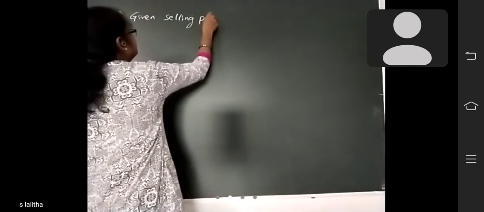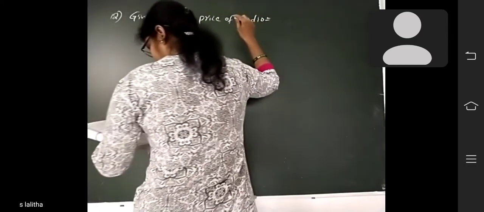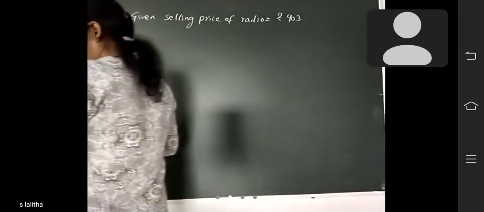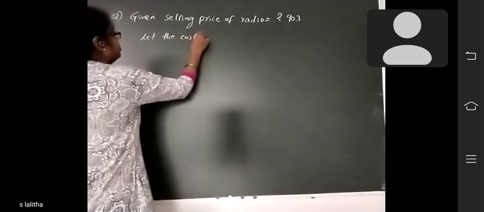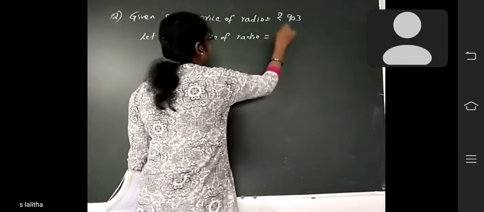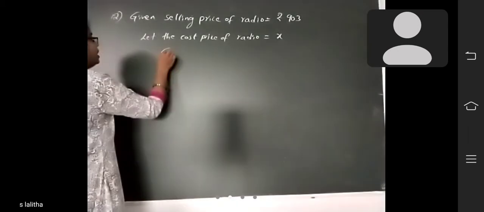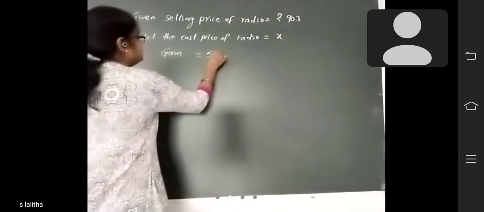So what is given? Given: selling price of radio equal to rupees 903. Let the cost price of radio equal to X. We don't know the cost price of the radio, so that's why we are taking X. Next, what is given? Gain. Gain, how much is given? 5%.